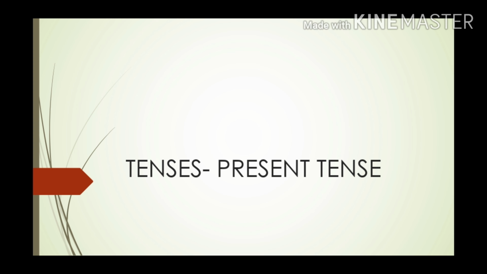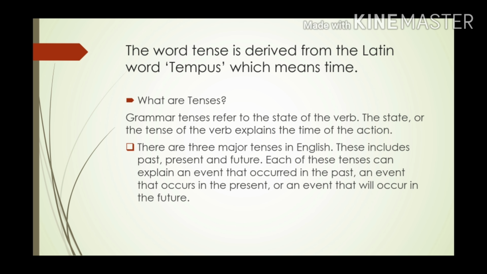In this video, we will learn about present tense. So without wasting any time, let's begin. The word tense is derived from the Latin word tempus, which means time. So what are tenses? Tenses refer to the state of the verb which explains the time of the action.